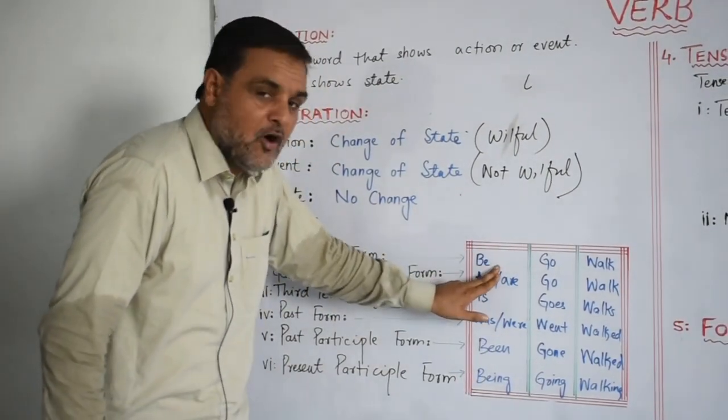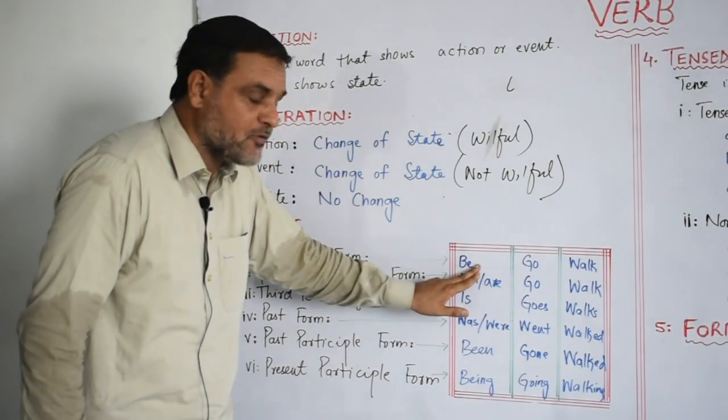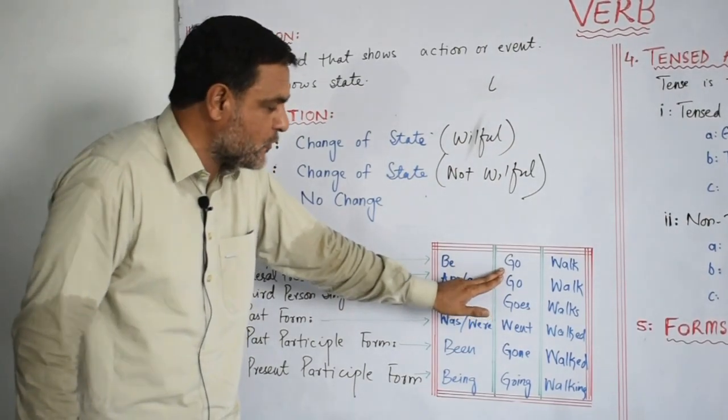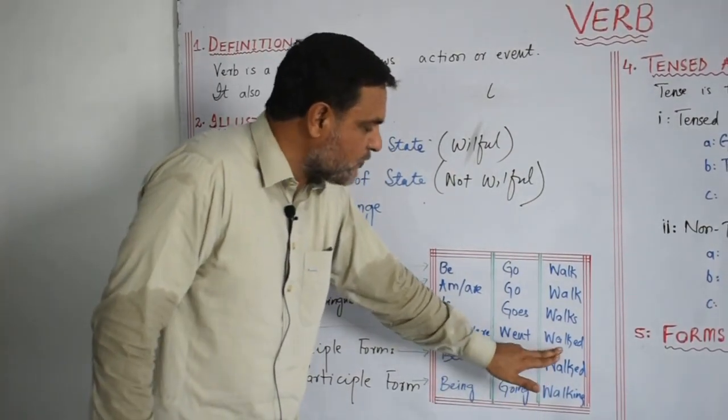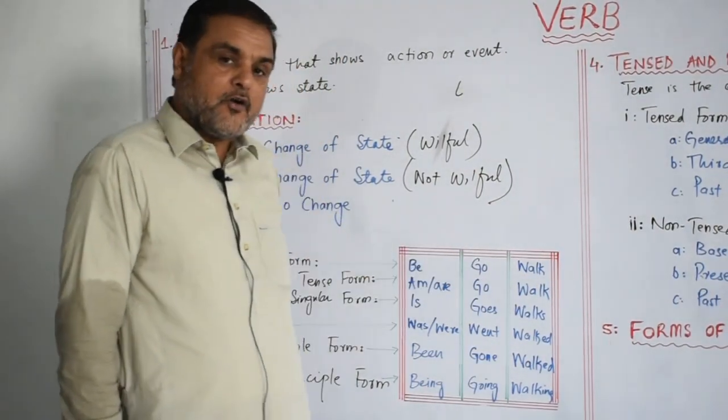Been is the third form of be. Been is the past participle form of be. Gone is the past participle form, or third form, of go. Walked, like walked, you know, the past form, is the past participle form of walk.